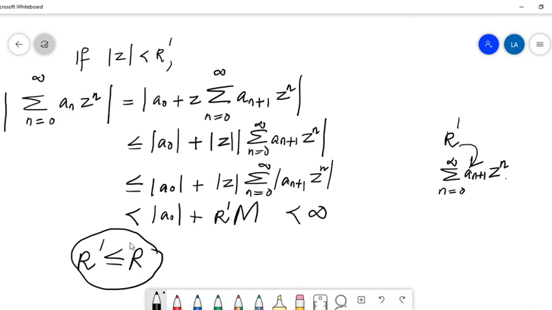So our next aim is to prove that capital R is less than or equal to capital R dash. Let's see how we will prove that.